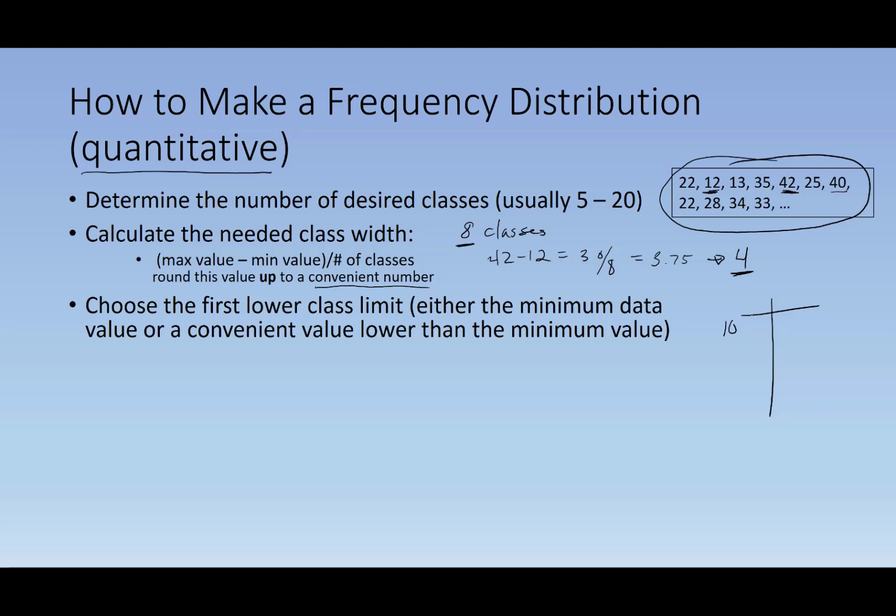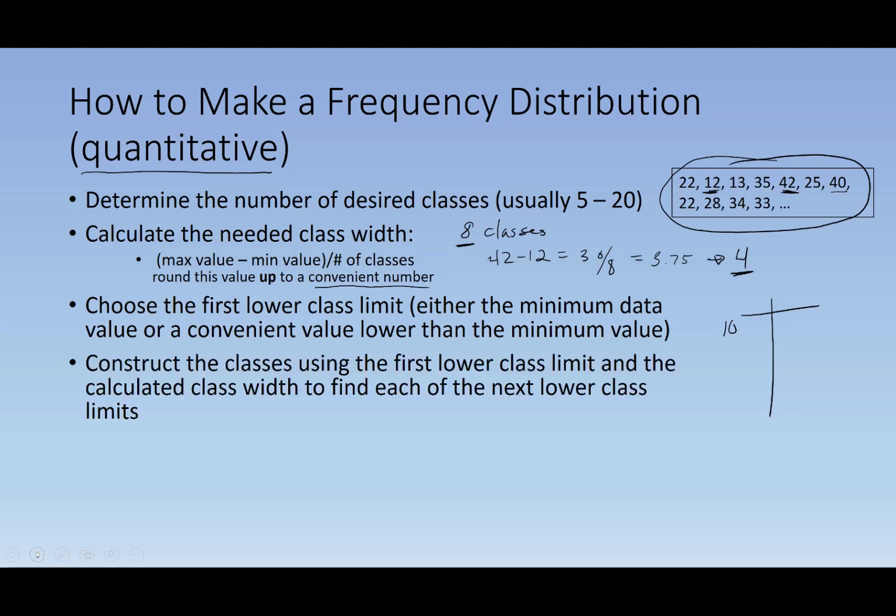And then I want to now construct the classes using this very first lower class limit that I selected, and then my calculated class width. So remember, the class width is the difference between consecutive lower limits. So my next lower limit would be 14. And then I would have 18. And then 22, and so on.